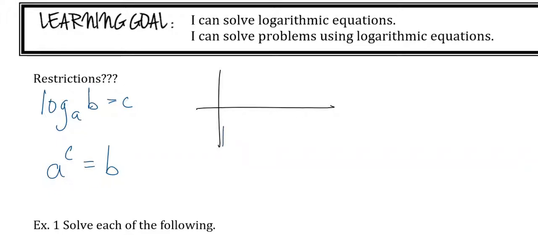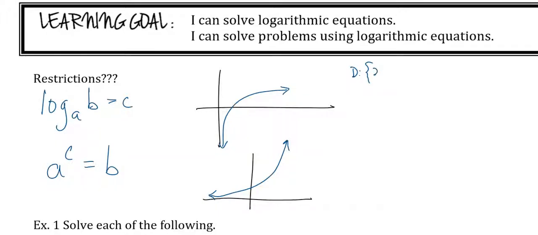So the logarithm looks like this, and the exponential, depending on the base, looks like this. It won't matter in this case if it's increasing or decreasing; it could go the other direction, and it'll be the same idea. What's the domain of this logarithmic graph? X can be anything greater than 0. Good. What's the range?